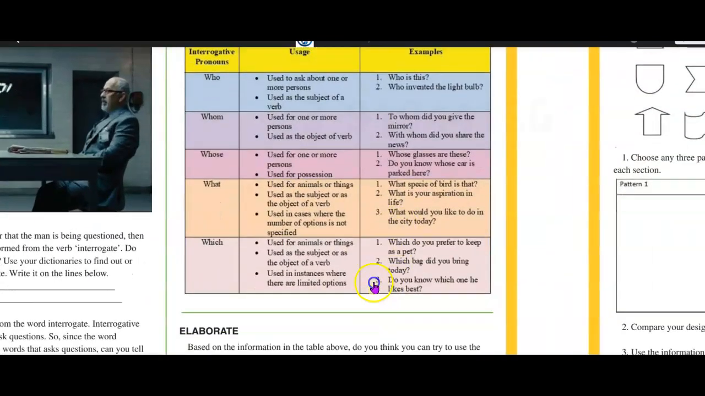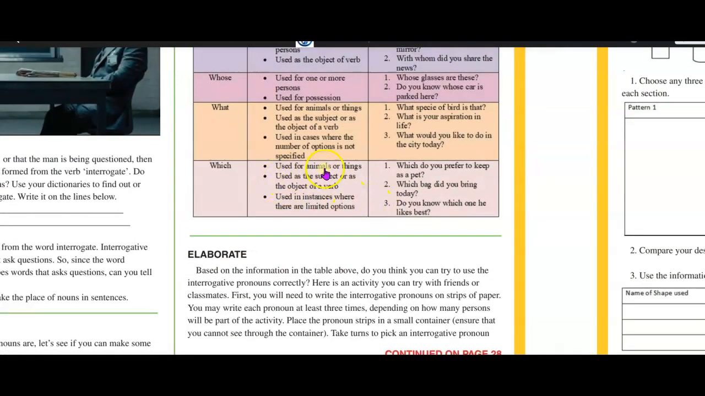Which? Used for animals or things. Used as a subject or as the object of a verb. Used in instances where there are limited options. Here are the examples. Which do you prefer to keep as a pet? Which bag did you bring today? Do you know which one he likes best?